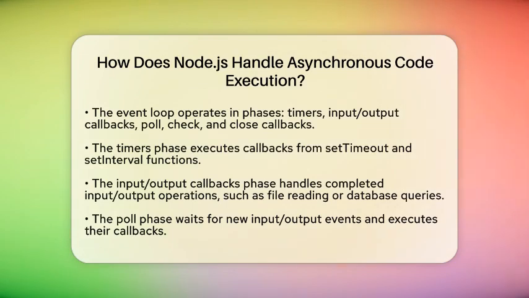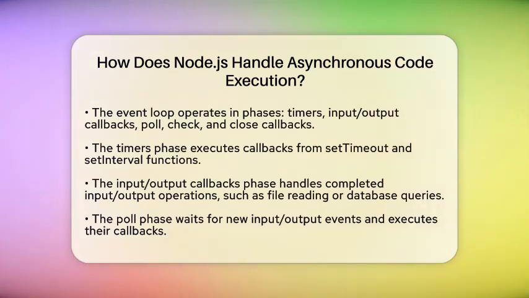First, there is the timers phase, where it executes any callbacks that were scheduled with functions like setTimeout and setInterval. Next comes the input-output callbacks phase, which handles the callbacks from completed input-output operations, such as reading files or querying databases. Then we have the poll phase, where the event loop waits for new input-output events and executes their callbacks. After that is the check phase, which runs callbacks scheduled with setImmediate. Finally, the close callbacks phase deals with events like closing sockets. This structured cycle allows Node.js to efficiently manage many tasks at once without blocking the main thread.